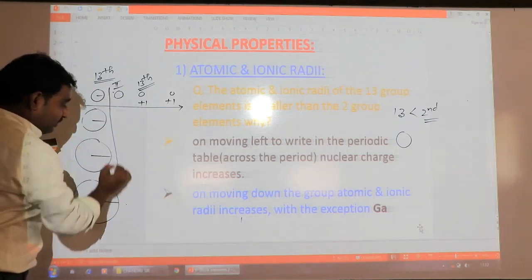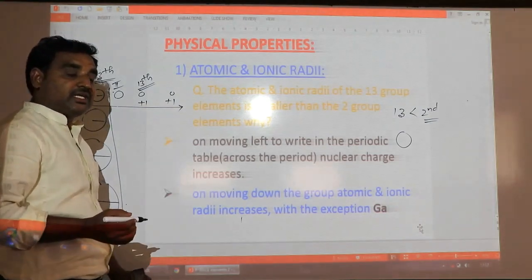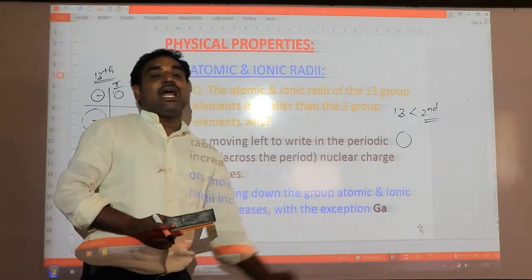Top to bottom in a periodic table size increases, hence the atomic radius and ionic radius also increase. That point we have written here with the exception of gallium.